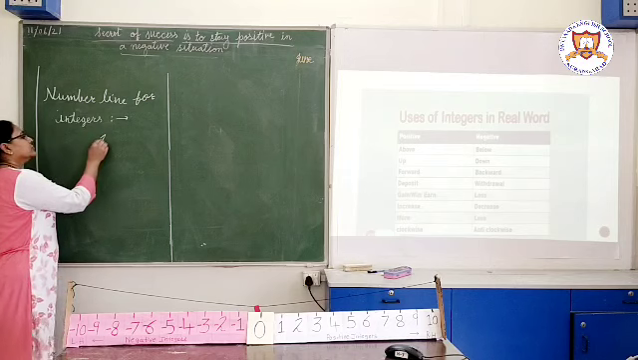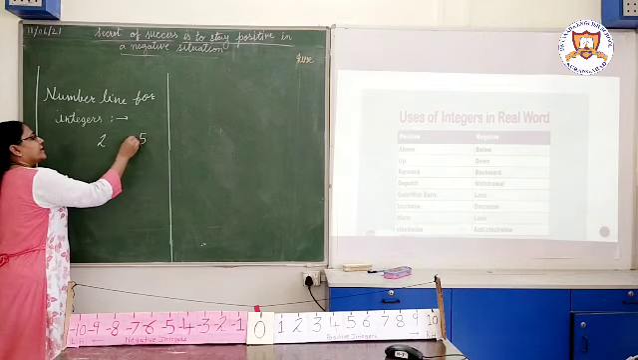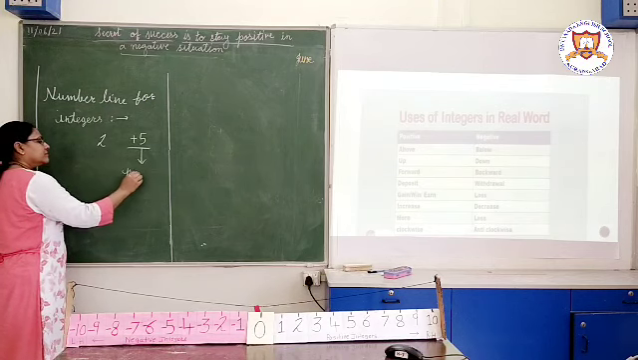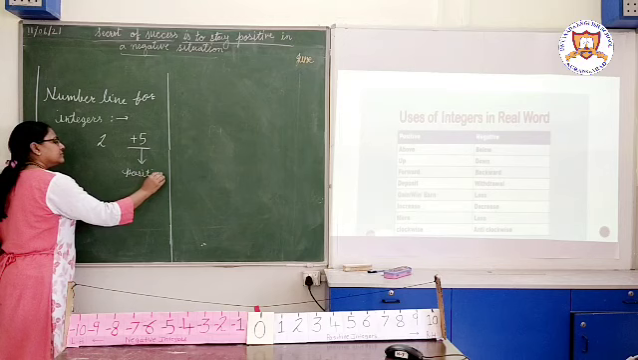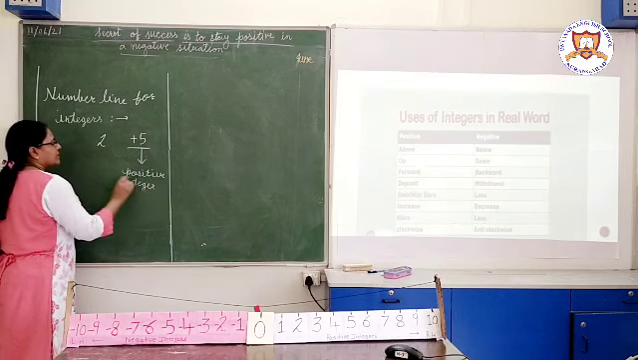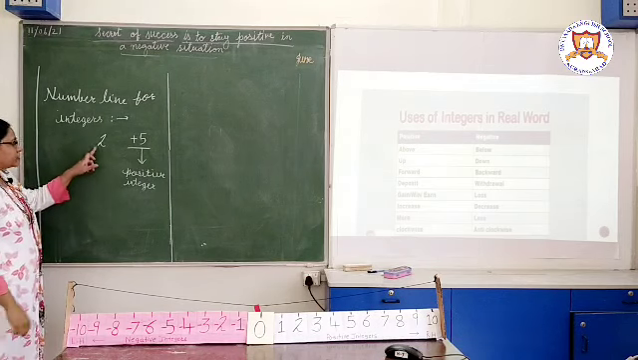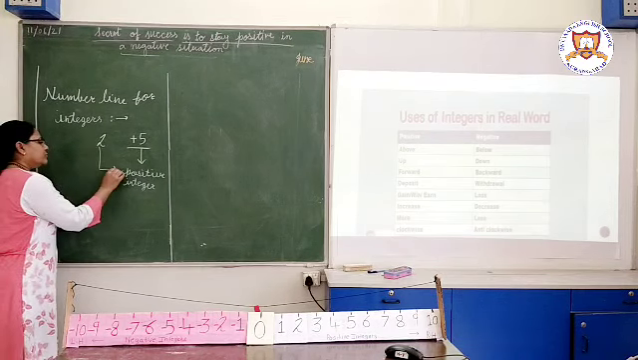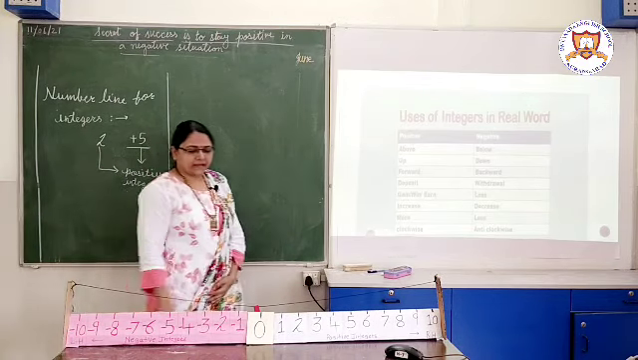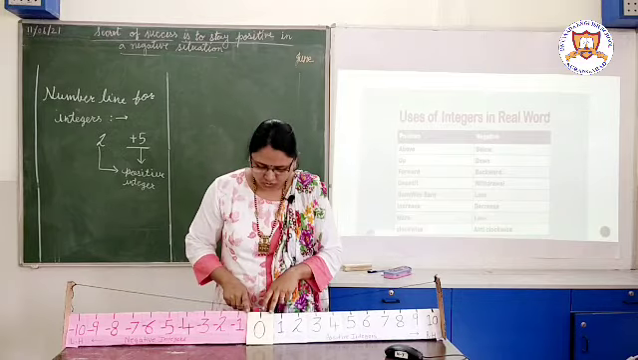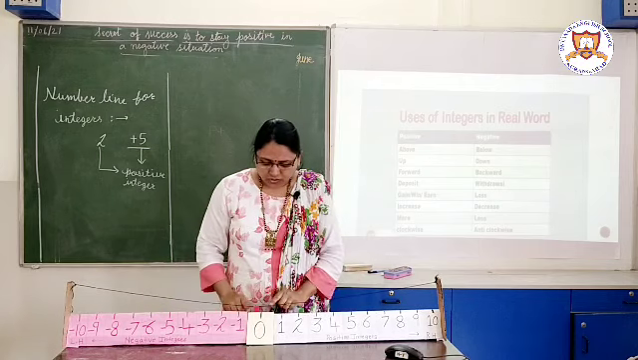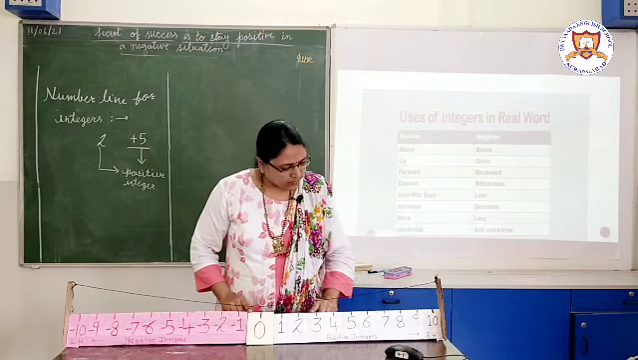If I write down 2 and write down 5 with a plus sign, it is also a positive integer. And this has no sign, so this is also a positive integer. We can call them positive integers. So on a number line, the right side of 0 has the positive integers, and 0 is in between the negative and positive integers.